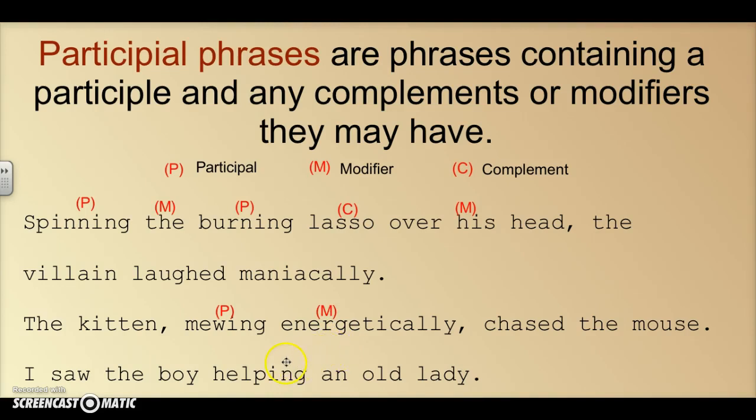And finally, in my last sentence, "I saw the boy helping an old lady across the street." In that case, my participle is helping. My complement is lady because she is getting helped. And then an, the indefinite article, for lady, and old, describing lady as well. Again, this whole phrase is describing boy, so as a single part of speech, that is an adjective.